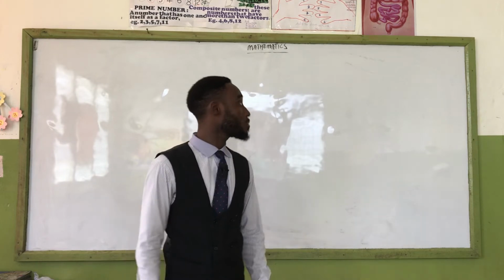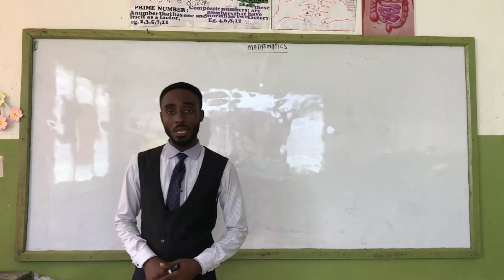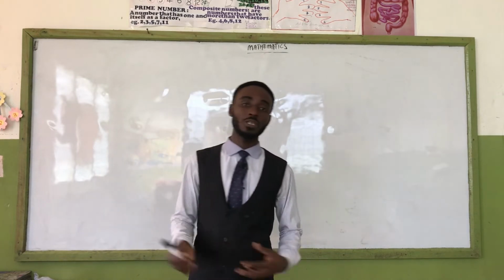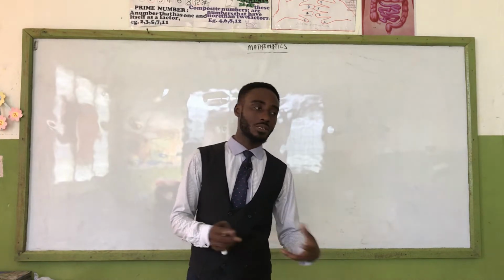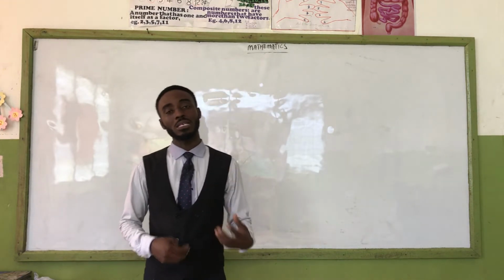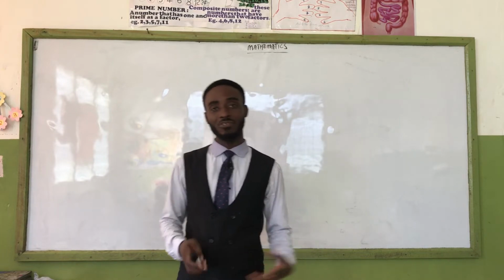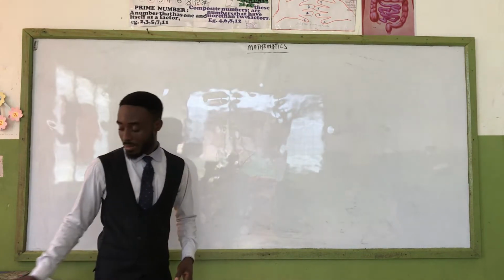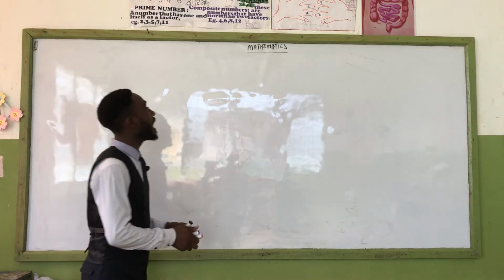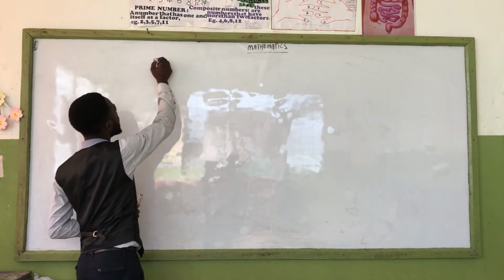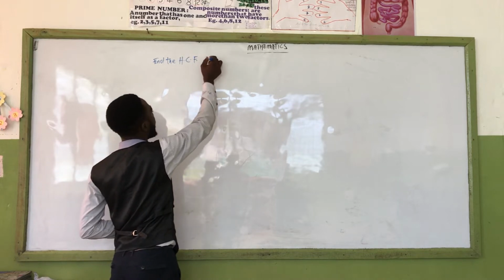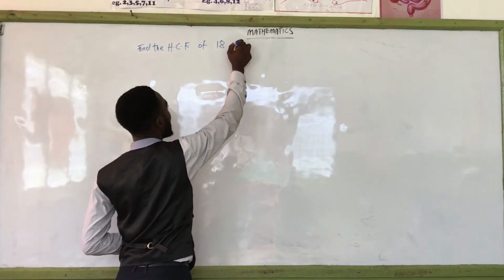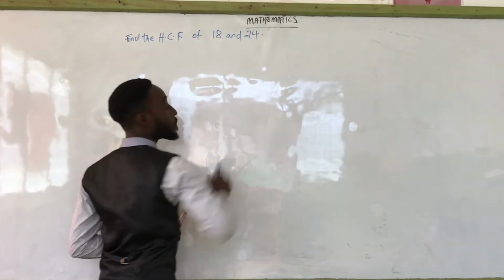So today we'll be talking about factors as well. Over time, we've looked at various methods by which we could find the factors of numbers. We looked at using the products. We also looked at using the factor tree. And today we'll look at the division method. In the division method, when we have a set of numbers, let's say, find the highest common factor of 18 and 24.